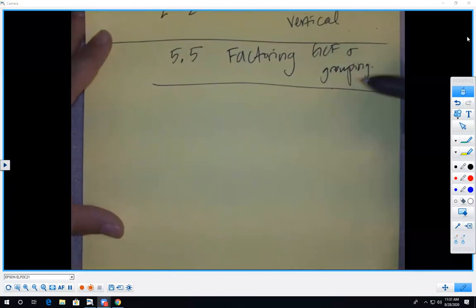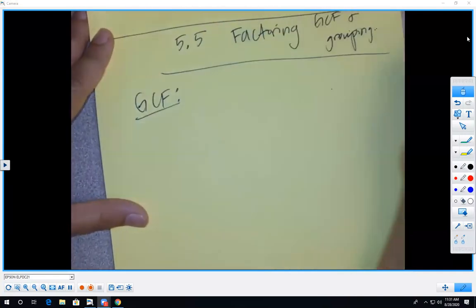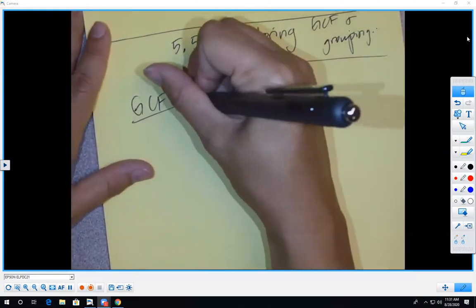Okay, so we're going to start off just talking about the GCF right now. We're not actually going to factor. Okay, so GCF is the greatest common factor.